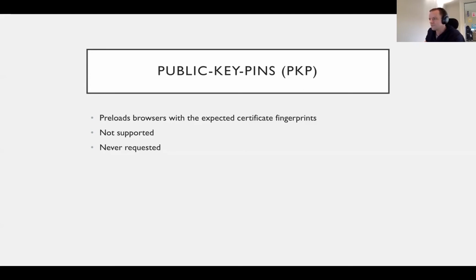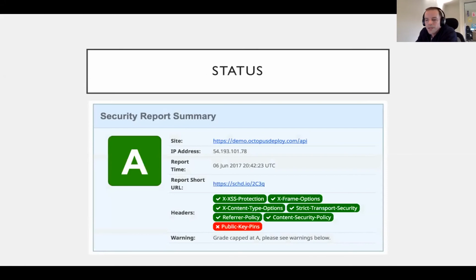Long and short of it, we've got to an A on this one, which is pretty good. Yay! And the warnings are saying the unsafe eval. So even if we did public key pins, we couldn't get an A+, which makes me sad. I was that kind of kid at school. But once we get rid of eval, we'll be in a better place.